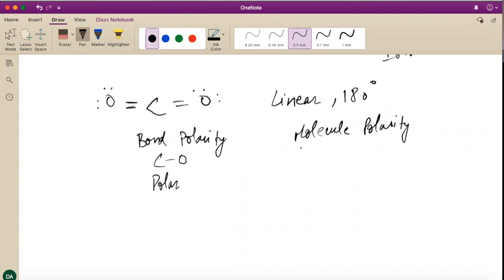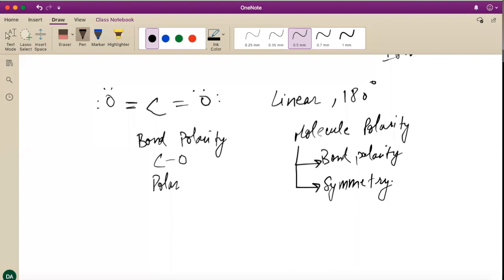Now comes the molecular polarity. This is the part, guys, where you need to look at two things. You need to look at the bond polarity again, for which you already know the answer. Yes, it is a polar bond. But then you have to look at one more thing, which is called symmetry. And symmetry can sometimes be confusing, okay?